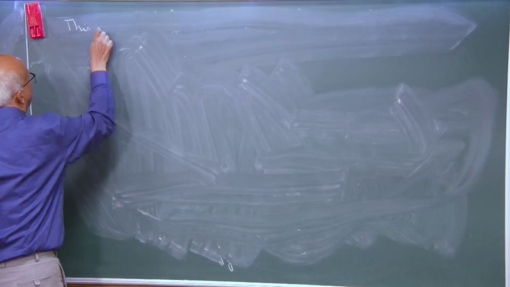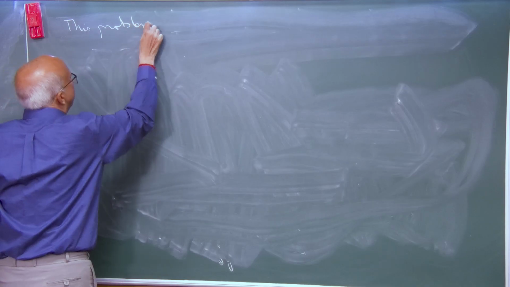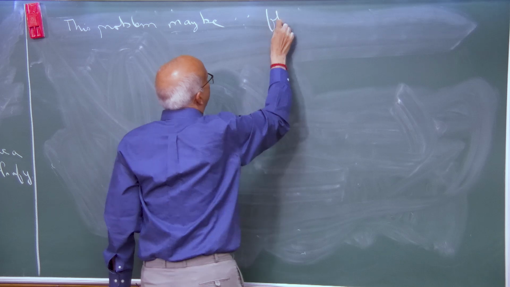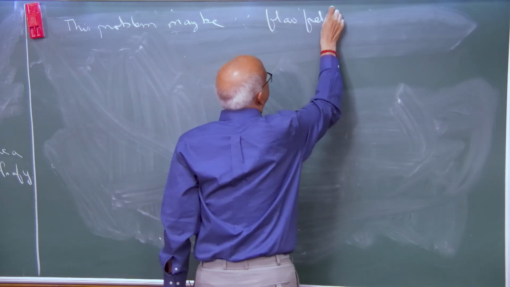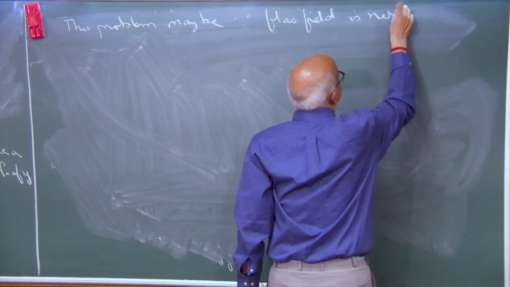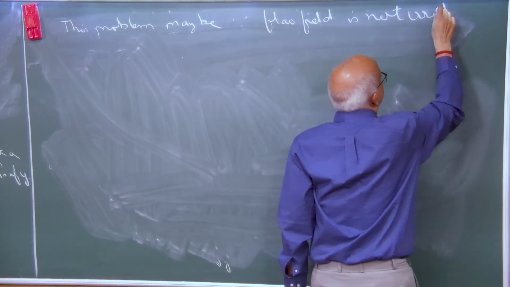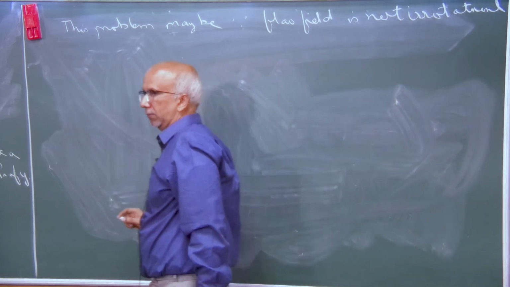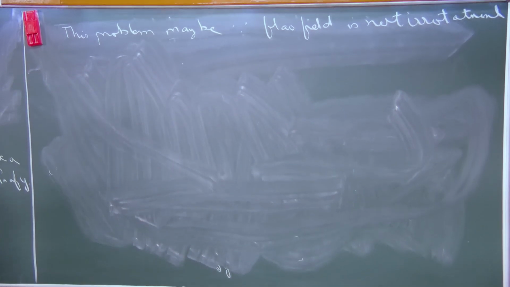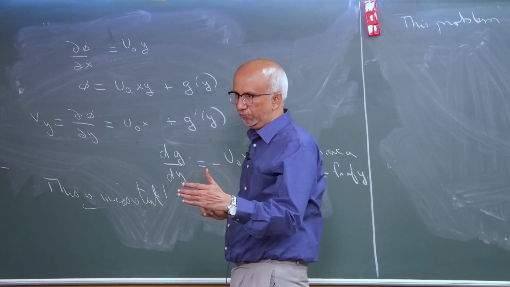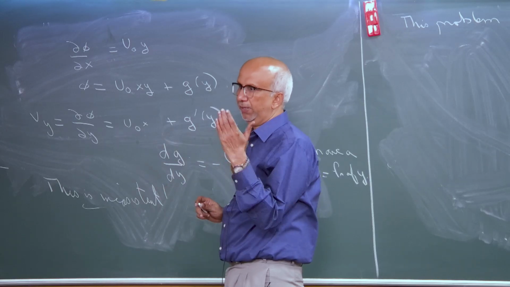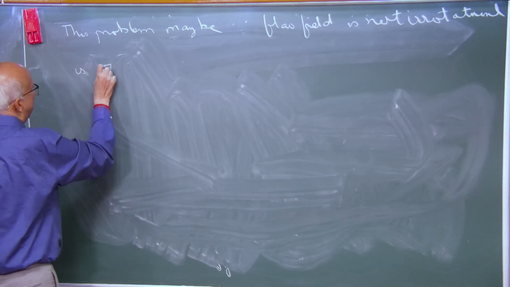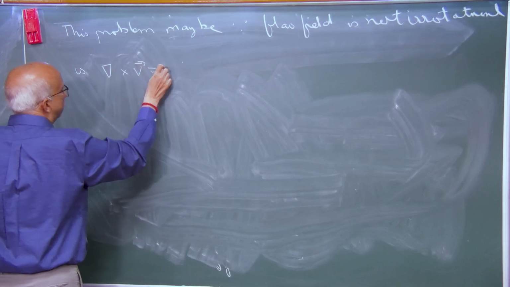So, this problem may be because my flow field is not irrotational. Okay. What I mean by that is the curl of V is not 0, because I told you only if the curl of V is 0 can I have a potential function, V can be written as gradient of phi. So, is curl of V 0?